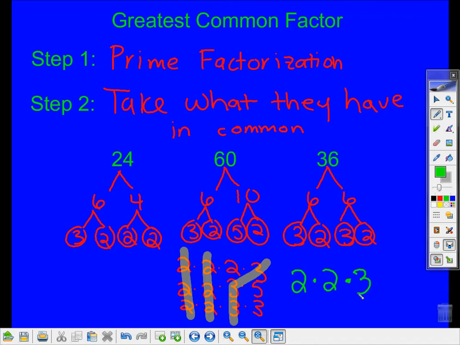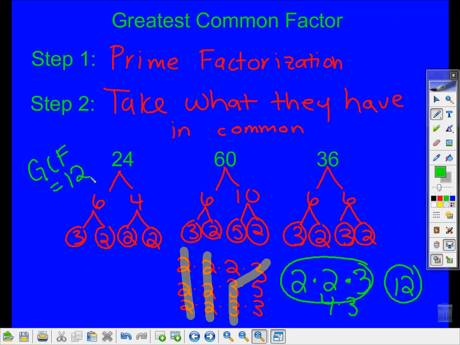So to find the GCF, we simply multiply what we had in common. Well, 2 times 2 is 4, times 3 is 12. So what is the GCF of these three numbers? The GCF of those three numbers is 12. We did that by doing the prime factorization and then taking what they had in common. All three of them have to have that number in common in order to put it down. Notice how, even though it looks like there's three 2s, they all have only one 2 in common. That's where we have one 2 here.